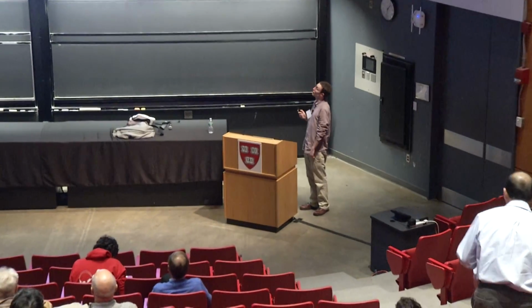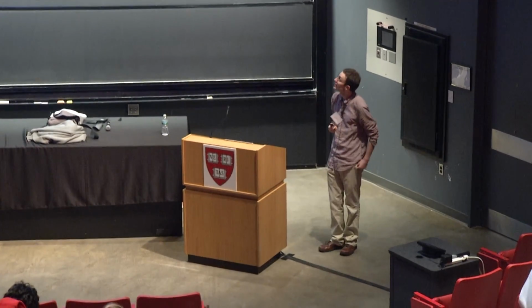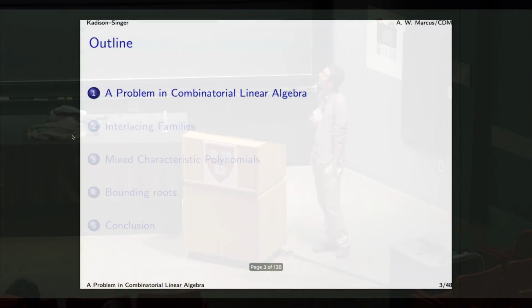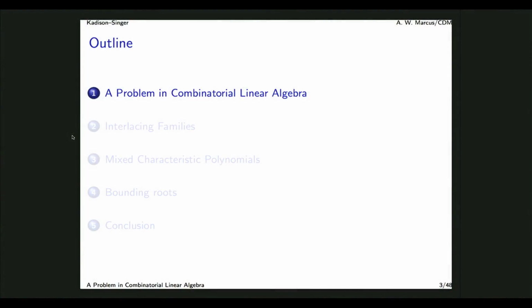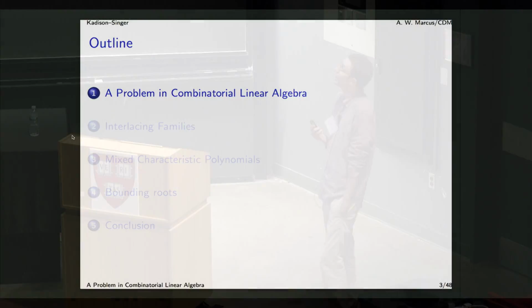This is, just as before, joint work with Dan Spielman and Nikhil Srivastava. So I'm going to start sort of where Nikhil left off. I might say a couple of things the same that he said, just to make sure that everyone's on the same page. But I'm really going to start from this problem in combinatorial linear algebra.